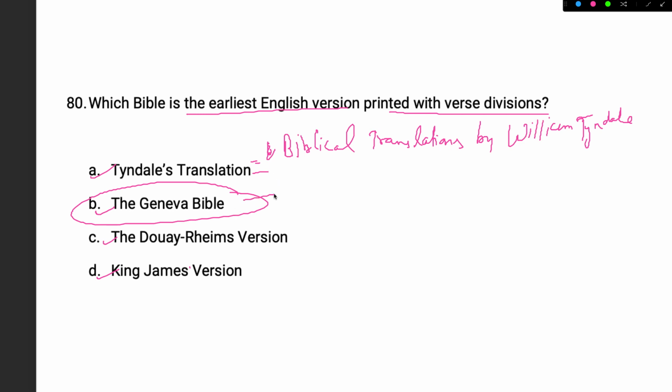The Geneva Bible is the very first and most historically significant translation of the Bible into English. This is the translation into English, the earliest English version. It was followed by the King James version, and it was the primary Bible of 16th century English Protestants.